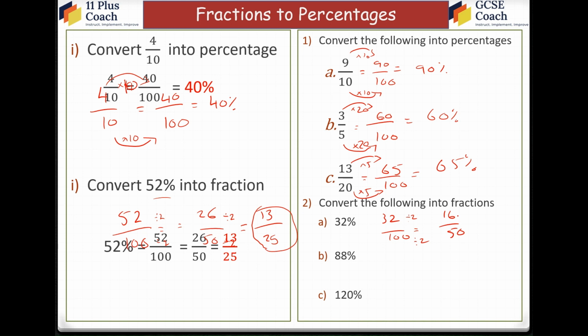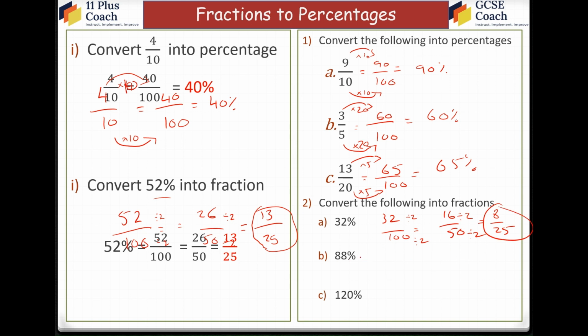Again, both are even numbers. I can divide them by 2 again, and that will give me 8 over 25. Now, nothing apart from 1 goes into 8 and 25, so I can leave it as that. So that's my final answer for 32% as a fraction, is 8 over 25.